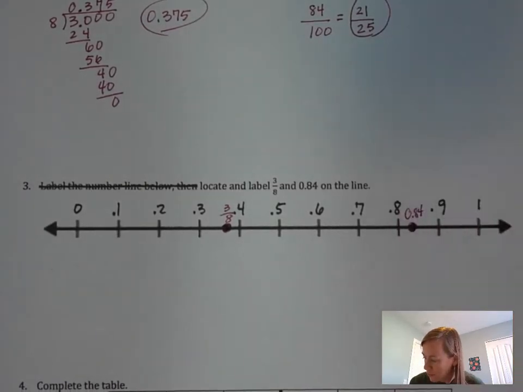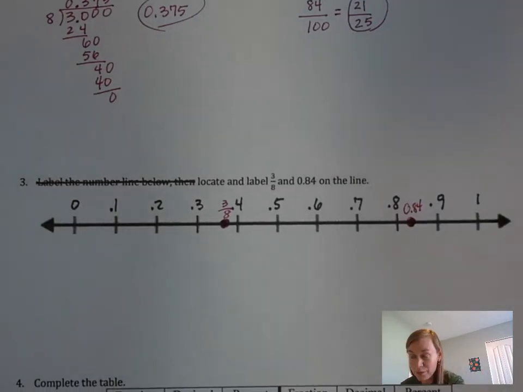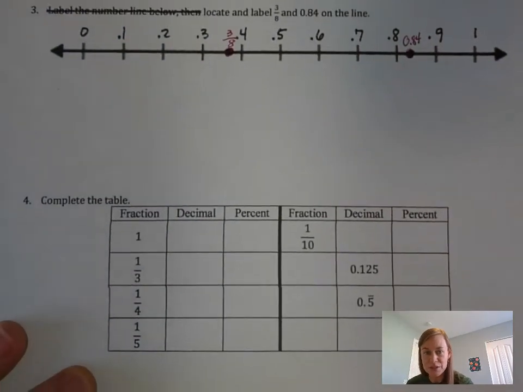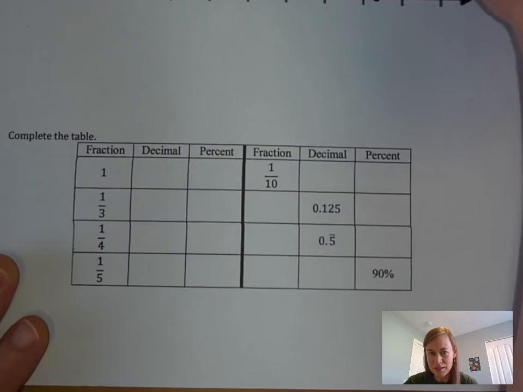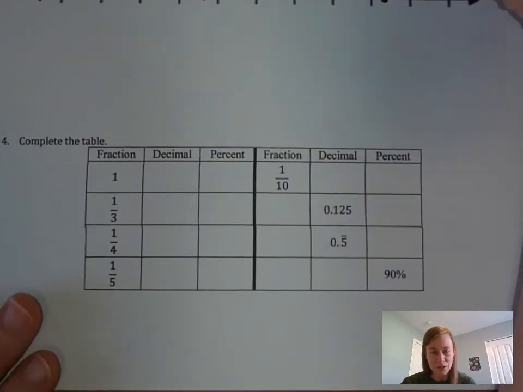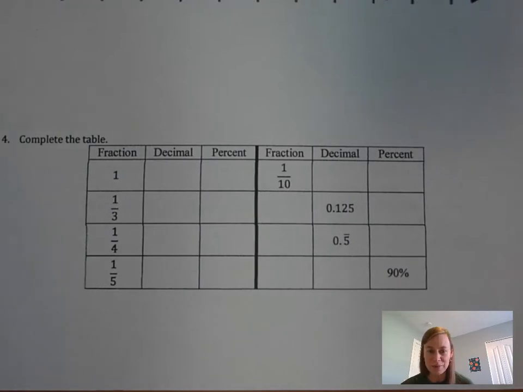0.84. So those are our 2 locations right there. Let's go on to number 4. Now in number 4, you may find it is helpful to use those tables. And I included them in your assignment, and they will also be available to you during the test tomorrow. I just put a link there within the test instructions, so you should be able to access those.